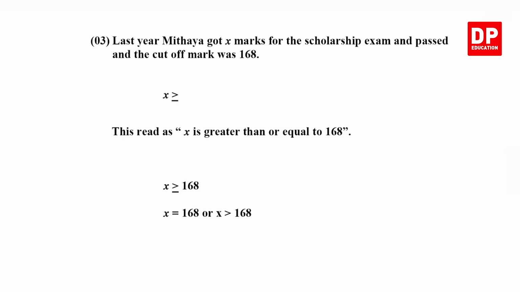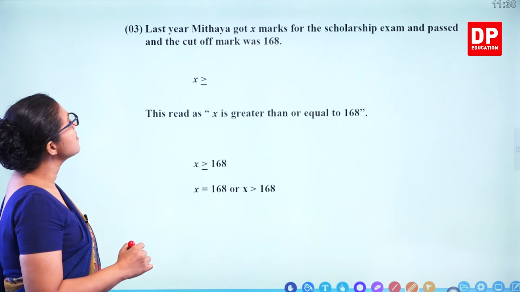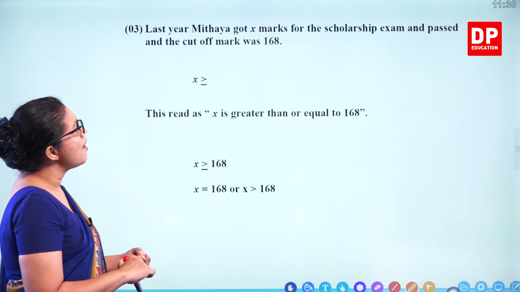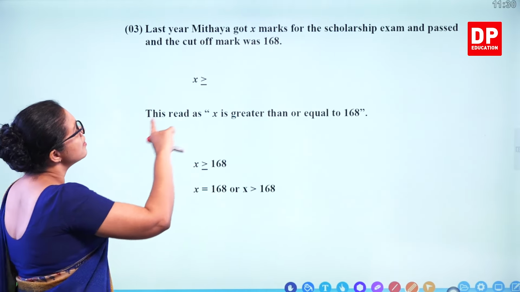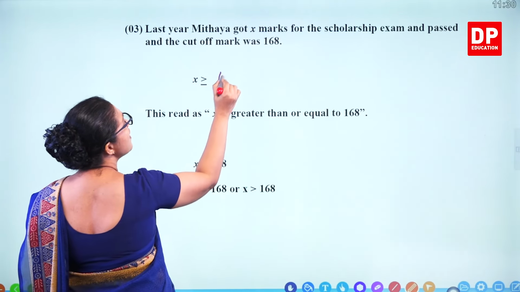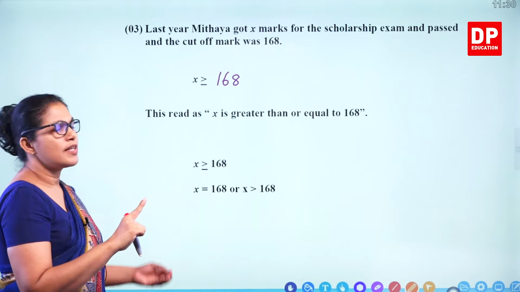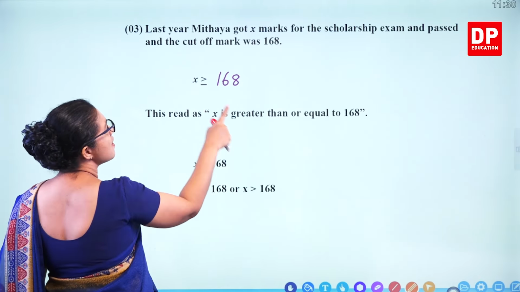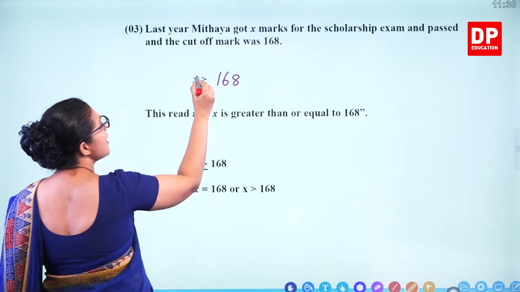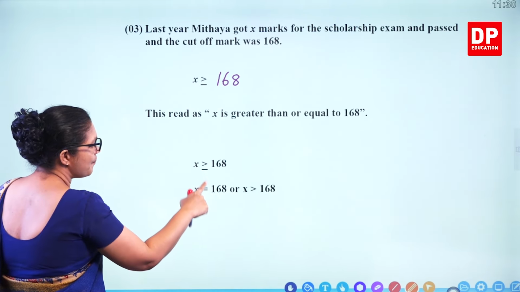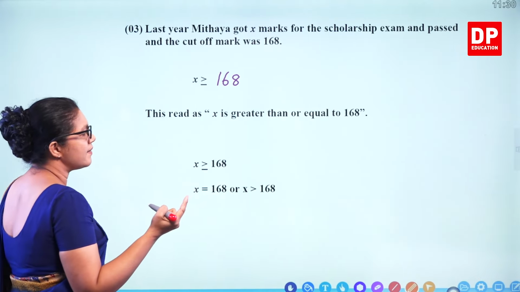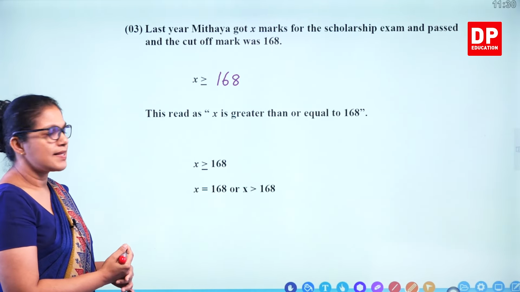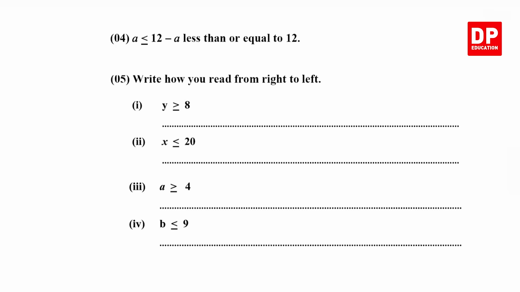Last year, Mithaya got X marks for the scholarship exam and passed, and the cutoff mark was 168. What it means is that her mark should be greater than or equal to 168 because the cutoff mark is 168. So it can be 168, 169, any amount above that. This is read as X is greater than or equal to 168. Can you see this symbol, the equal sign? That means it can be 168 or greater than 168: 169, 170, 190, any number above 168. This means there's an equal sign.